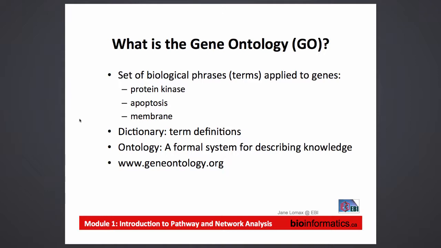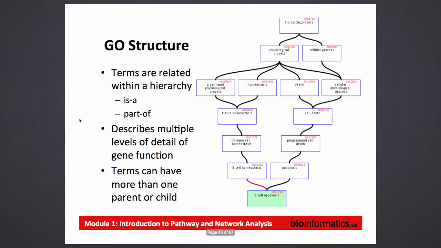Gene ontology is a dictionary of terms, but it also has term definitions. It's a formal system for describing knowledge, and it's also like a hierarchy. So there's a system for how those different terms are arranged relative to one another. So this is an example of the hierarchy.